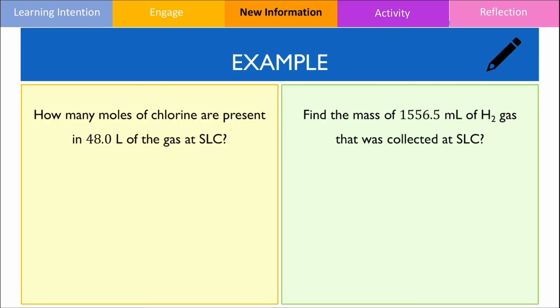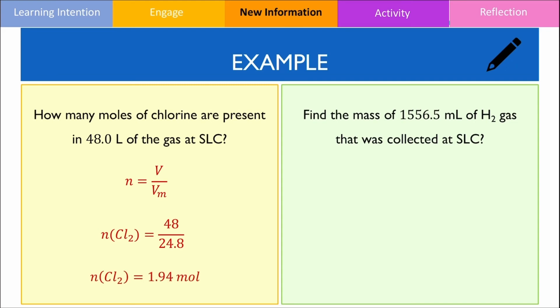In the first example, it's asking us to calculate the number of moles of chlorine gas present in 48 liters under standard laboratory conditions. We can calculate this using the formula n is equal to V over Vm. Since we know that molar volume is equal to 24.8 liters under SLC, plugging in these values will give us an answer of 1.94 moles of chlorine gas.